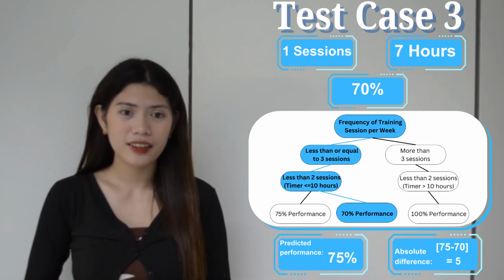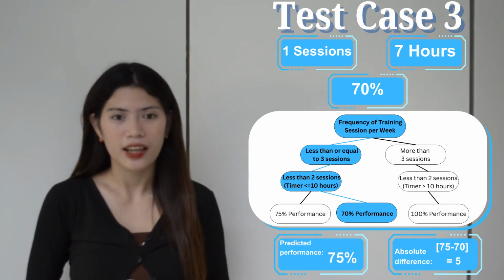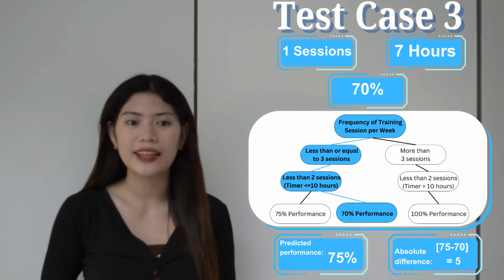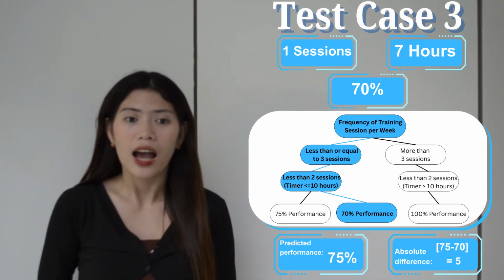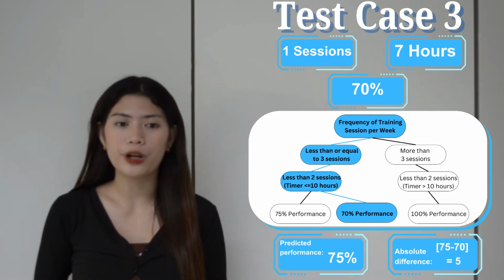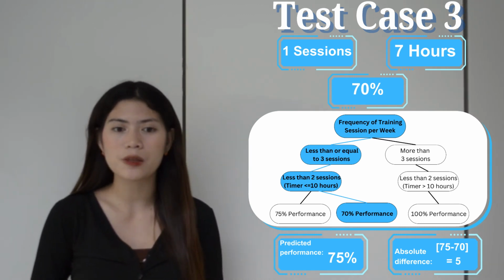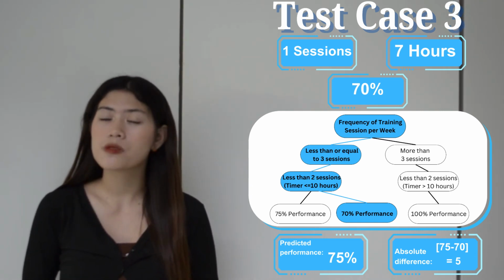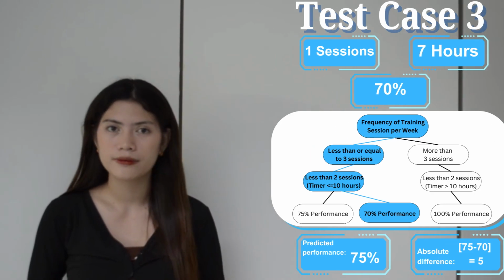Test case 3. As indicated by the decision tree, since the dataset has a frequency of 1 session and a time of 7 hours and a performance of 70%, the expected performance is 75% and the predicted decision is 75 minus 70. The absolute difference is 5.